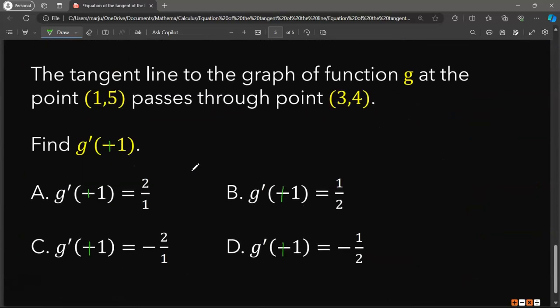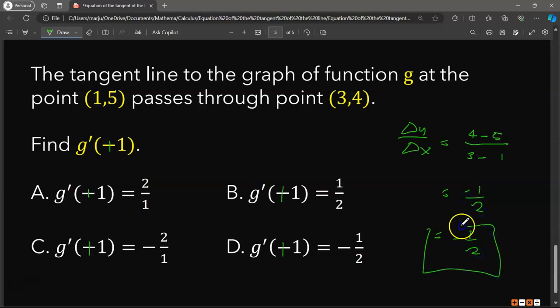Nonetheless, we're going to do that. The slope of the line is the change in y over the change in x. This is 4 minus 5 over 3 minus 1, that gives us negative 1 over 2, or simply negative 1/2. That is actually letter D in the choices. So this will be our answer.